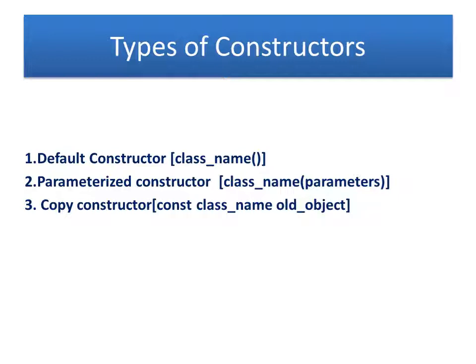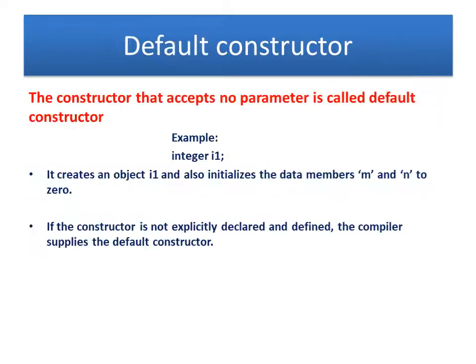We shall see each constructor in detail one by one. First is the default constructor. See here, in the previous example we have seen integer I1. We are creating an object, right? I told you that immediately after the creation of the object, the constructor will be invoked. But in the previous case, I haven't passed any arguments or values into the particular constructor. Simply I'm giving the value as void.